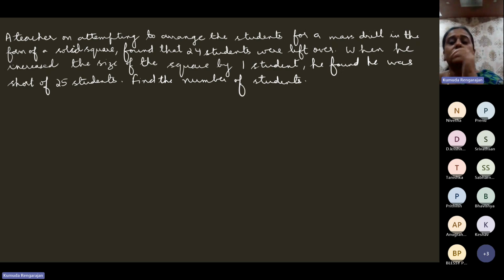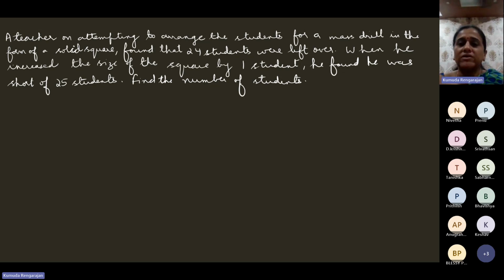A teacher wants to arrange the students of a class for a mass drill. The students of the class are arranged in the form of a solid square for a mass drill. So when the teacher attempted to do that, he found that 24 students were left over.